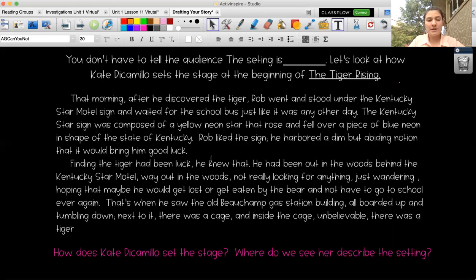So Kate DiCamillo doesn't say exactly, there is a motel where Rob lives, there is woods behind the motel. She more describes it so that readers can get a sense of where Rob is and imagine it for themselves in their heads.